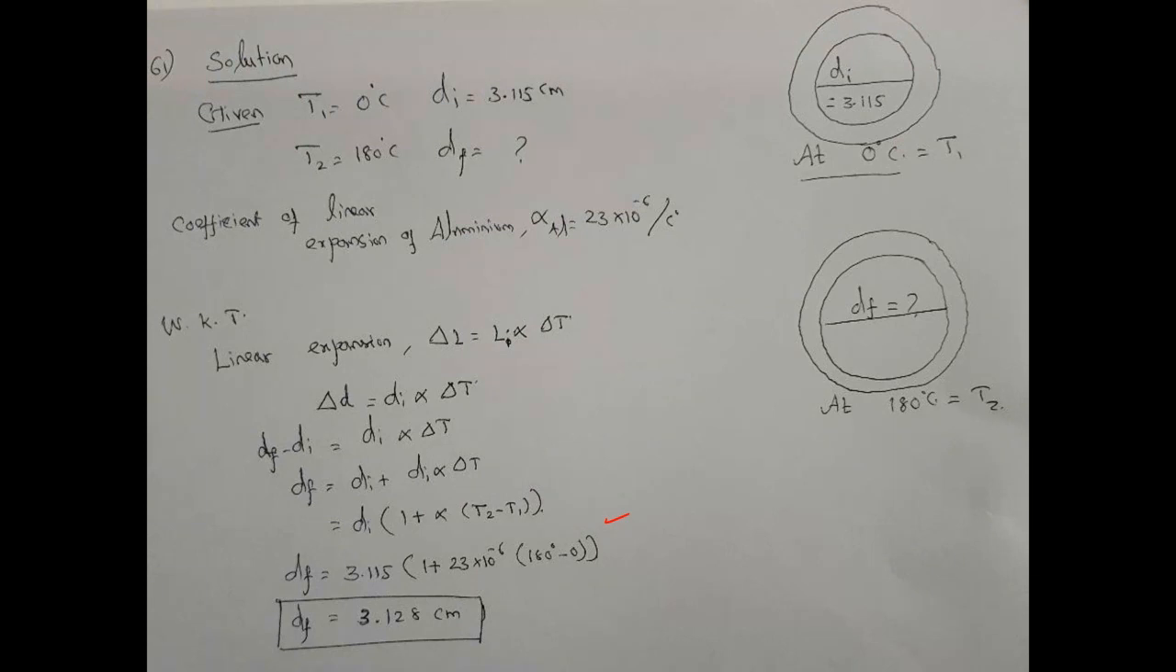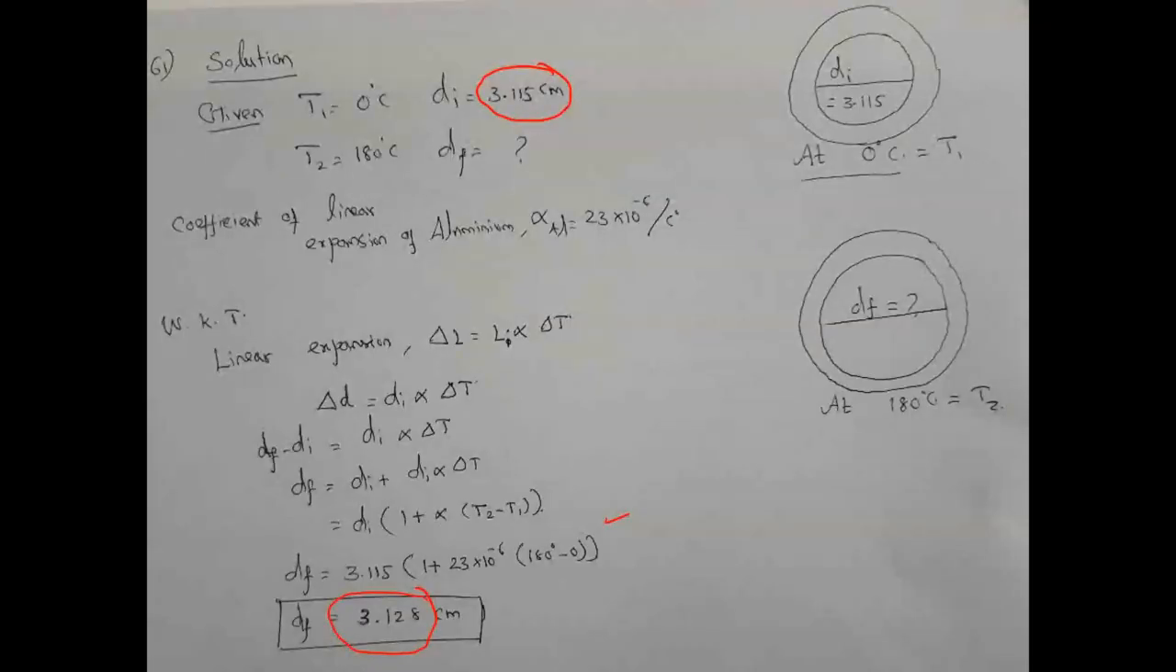Doctor, for sure DF will be bigger. Yes, of course, it's bigger. My value is 3.115, and here I got 3.128. Whether it's smaller or bigger? Yes, it's bigger. It's increasing. Am I right? Yes. That's it. Problems of chapter number 18 is over.